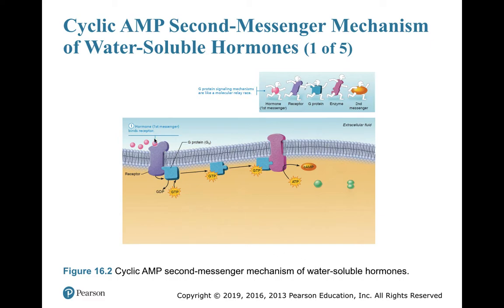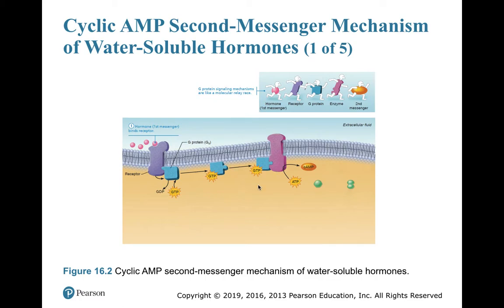So we have a hormone binding to a receptor. That receptor is joined to a G protein. The G protein normally has GDP on it. It's an inactive state. GDP will be replaced by GTP, activating the protein. That protein will then hit another membrane-bound protein, turning on cyclic AMP. One step at a time.